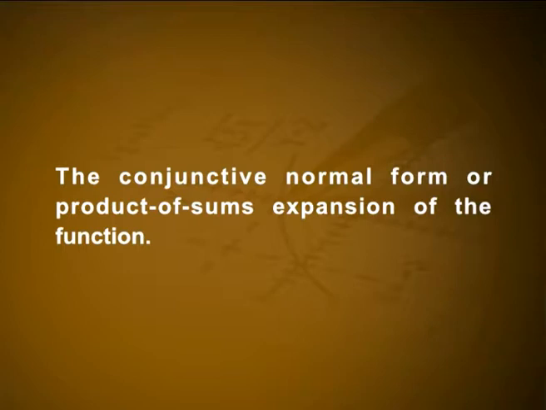It is also possible to find a Boolean expression that represents a Boolean function by taking a Boolean product of Boolean sums. The resulting expansion is called conjunctive normal form or product of sums expansion of the function. These expansions can be found from sum of products expansions by taking duals.